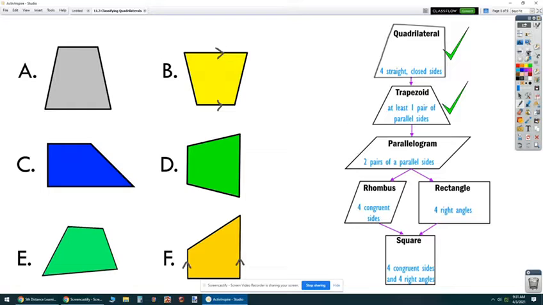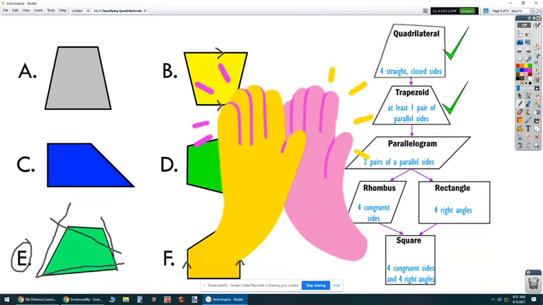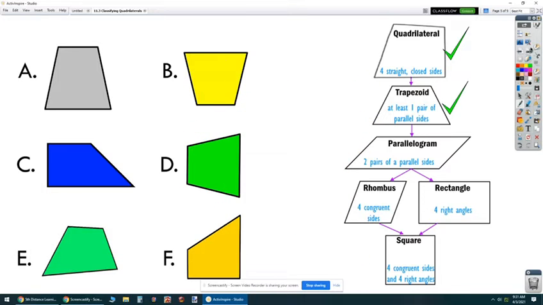So which shape do you see over there that is not a trapezoid? It doesn't have 1 pair of parallel sides. Can you find it? Well, if you said figure E or shape E, you would be correct. Because if you notice the bottom here and the top, eventually they would cross, right? Same thing with the left side and the right side. If they went on, eventually they would cross. So E is the one that is not a trapezoid.